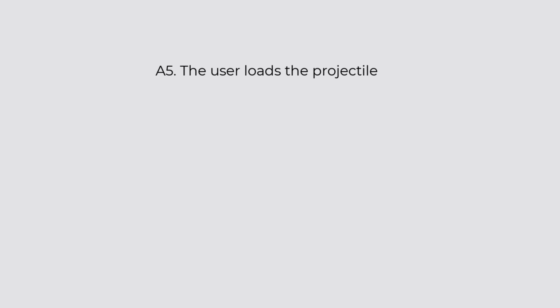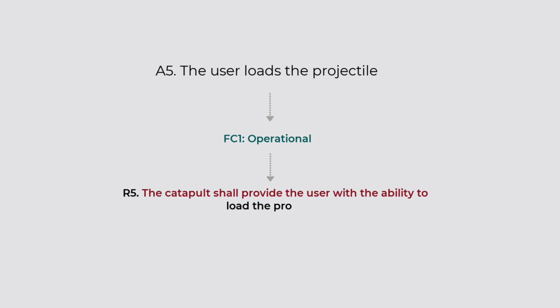The 5th activity, or A5, the user loads the projectile. The first few words read, "The user loads." From the first few words, it already implies that in this activity, the user or the entity perform an operation to the catapult, hence the activity 5 or A5 is an operational type. Because A5 is an operational type, then we use the formula FC1. Therefore, we convert it to, the catapult shall provide the user with the ability to load the projectile.